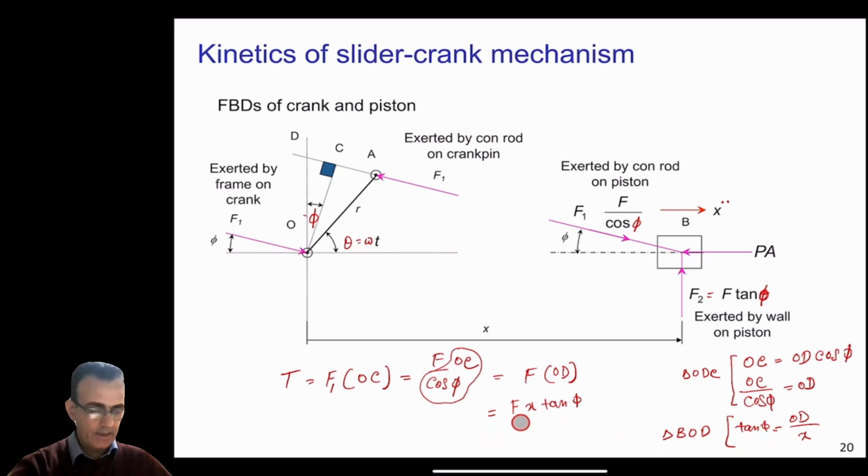And again, you can see that this F tangent phi is just F2. So you can also write this in terms of F2 here now. So F2x. So you can also calculate torque in terms of either F1 or F2 or either F. So this is just some form of equations for this specific case.